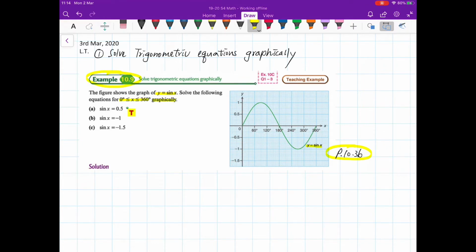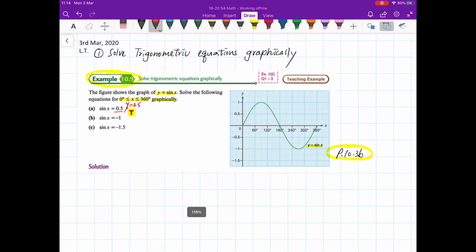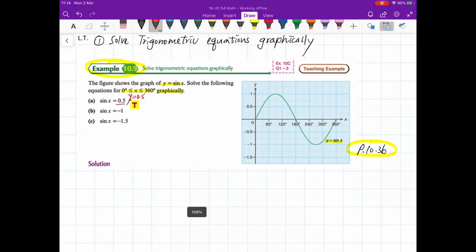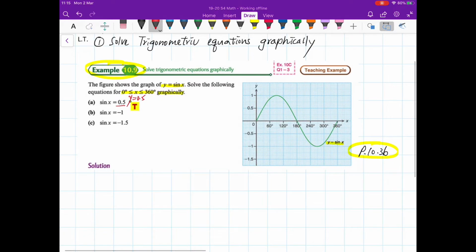Okay, so part A, sine x equals 0.5. Okay, so as you can see, sine x equals 0.5. So I use a red color to highlight 0.5. We know that y equals 0.5. Then on the graph, I will draw a straight line, y equals 0.5.